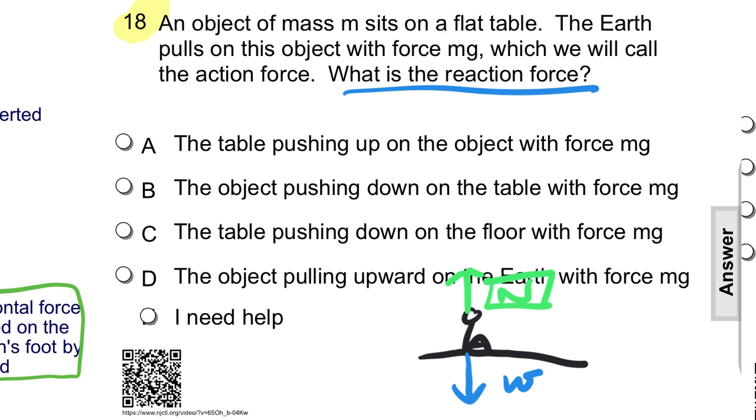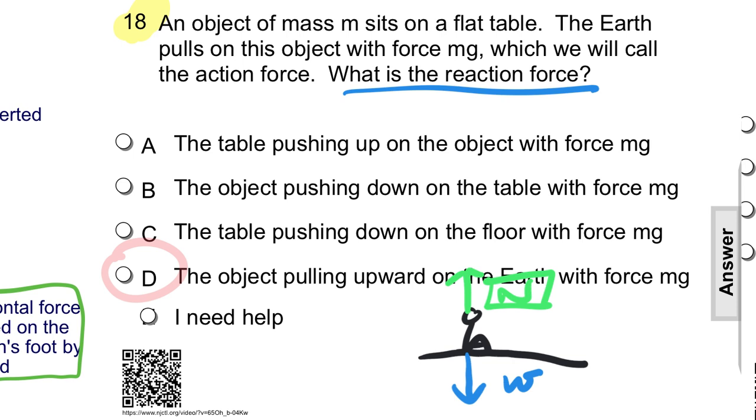Okay? So Newton's third law says that if object A pushes on B or pulls on B, object B pulls or pushes on A with the same exact force in the opposite direction. So it's not the normal force that's the reaction force. It is, the Earth is pulling on me, I'm pulling on the Earth. That's what gravity's about. So this is letter D.